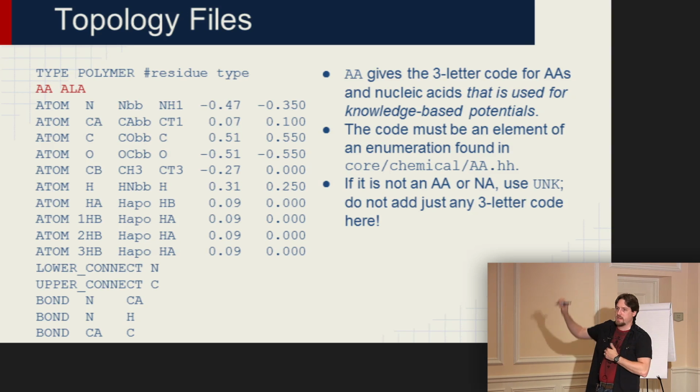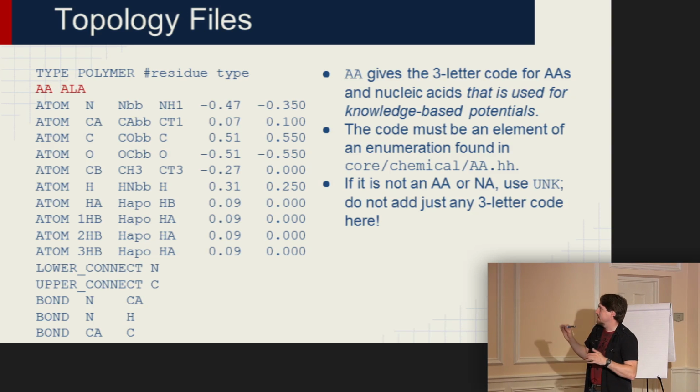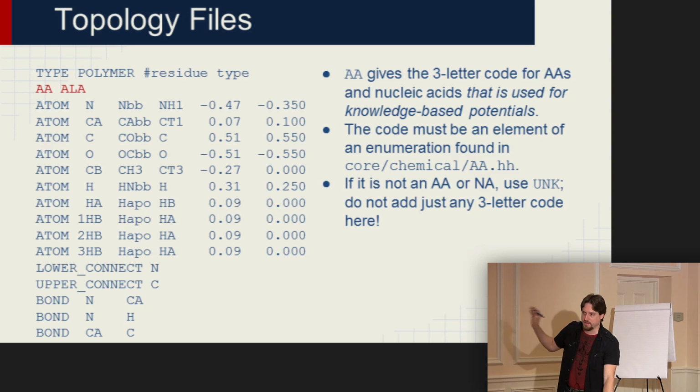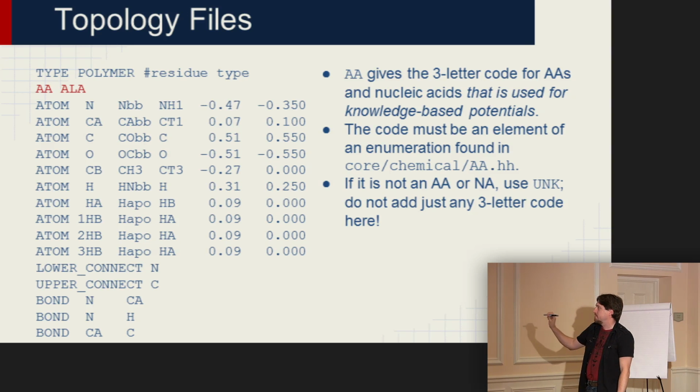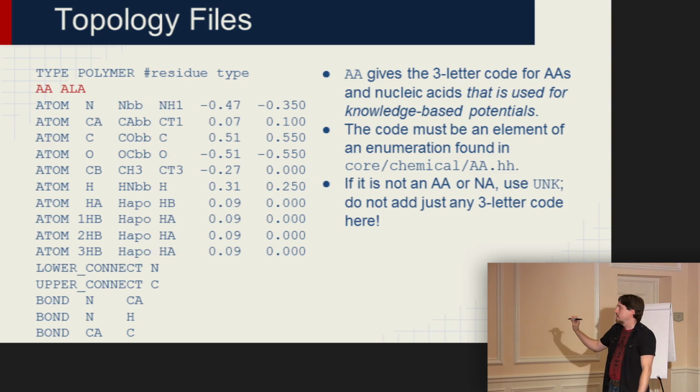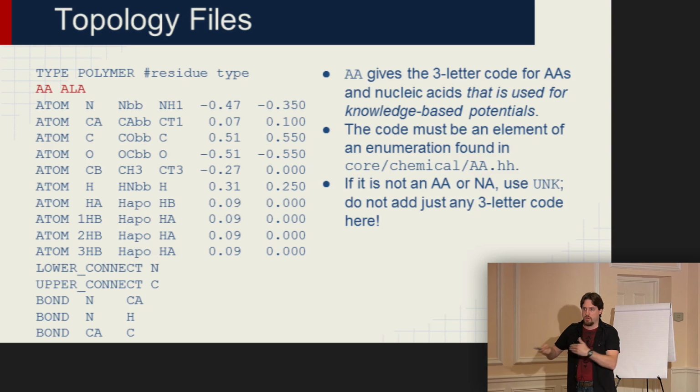All right, this is another confusing name. We've had AA show up 3 times in this file. So the AA refers specifically to the enumeration value that is used in the C++ code for the purposes of knowledge-based potentials. This is not the 3-letter code that is read from the PDB. It's a different number. And the code actually has to be an element that's found in this file. And that limits you to basically, if it's not one of the 20 amino acids, or if it's not a nucleic acid, what you're supposed to put here in your file is unknown. Don't just add any 3-letter code here. This is specifically used for cases where we have knowledge-based potentials, and it's hard-coded into the C++.